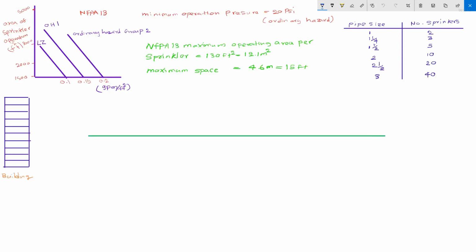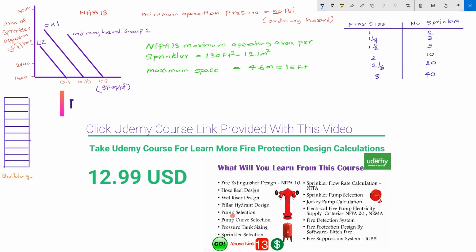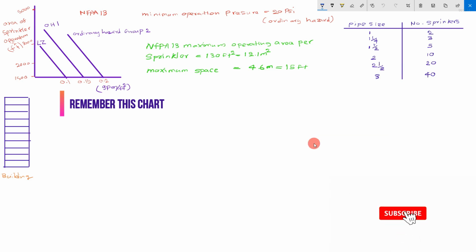I will explain how to calculate a sprinkler system. Please remember this chart. You can find this chart in NFPA 13. I will explain this chart. This is GPM per square feet on the x-axis. On the y-axis, you can find the area of sprinkler operation.